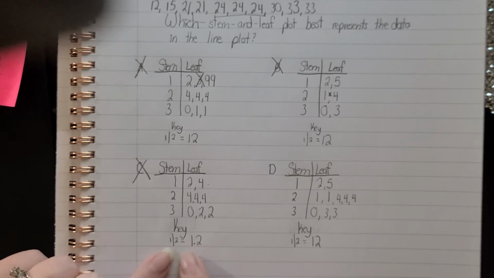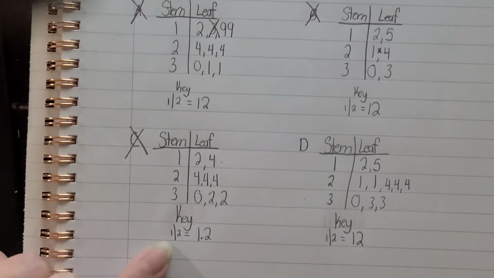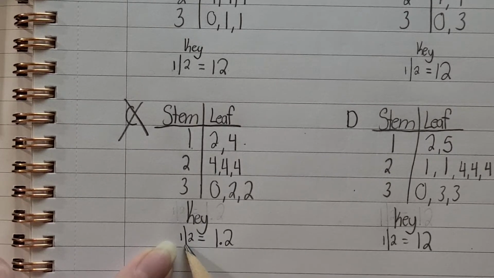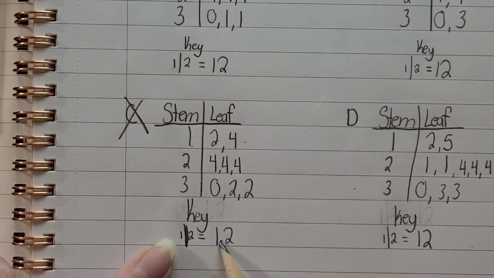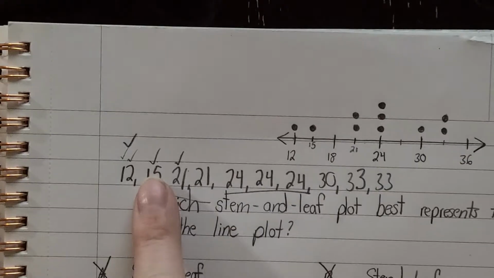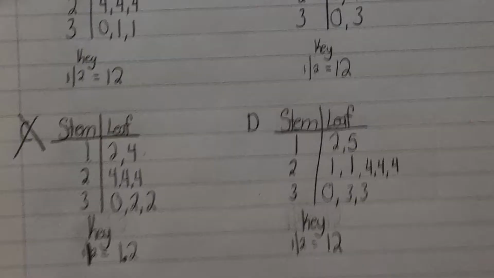Also, I almost didn't even notice. It actually doesn't match any of it because that key says that the 1 on the left and 2 on the right means that there's a decimal between them. Okay, so that would have been 1.2 and 1.4. And we don't have any of those. Okay, so that one's definitely not a match.